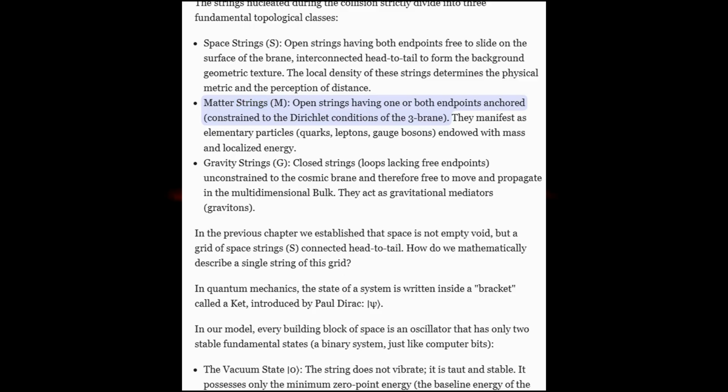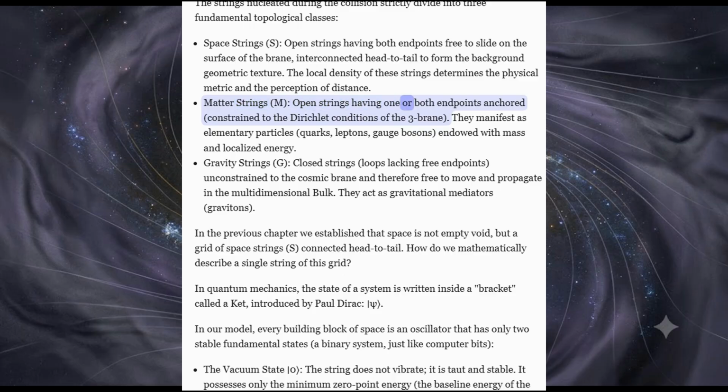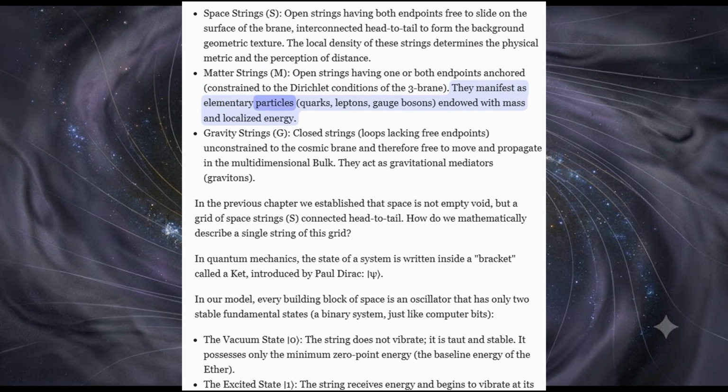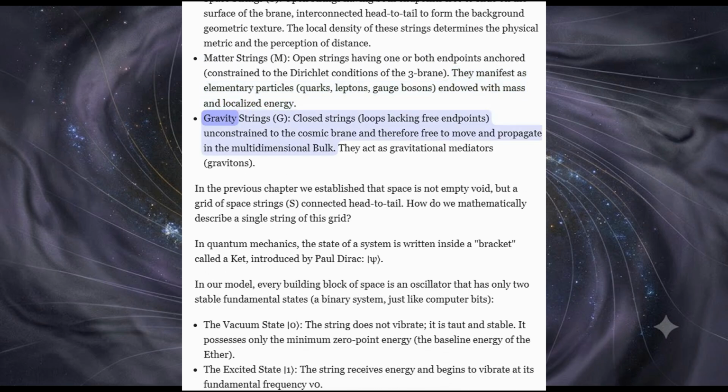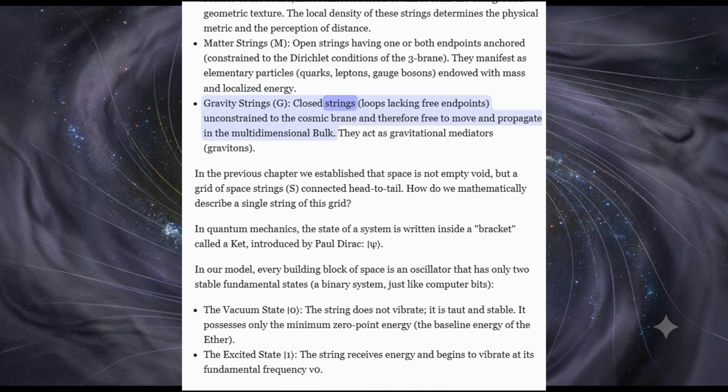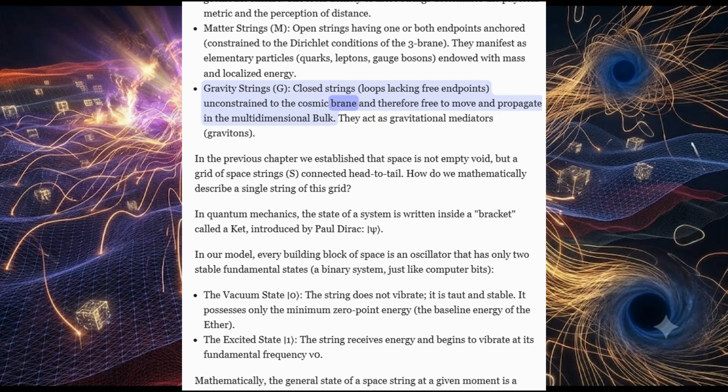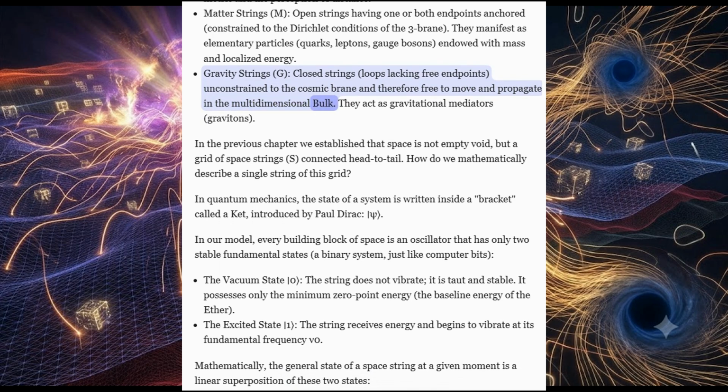Matter strings: open strings having one or both endpoints anchored. They manifest as elementary particles endowed with mass and localized energy. Gravity strings: closed strings unconstrained to the cosmic brane and therefore free to move and propagate in the multidimensional bulk. They act as gravitational mediators.